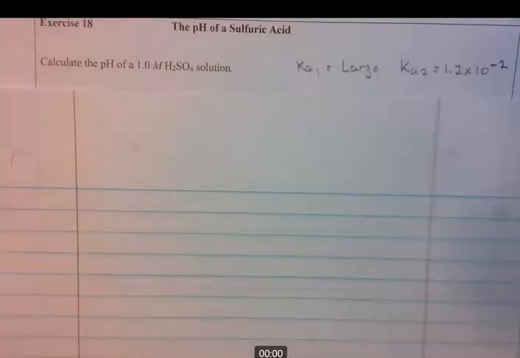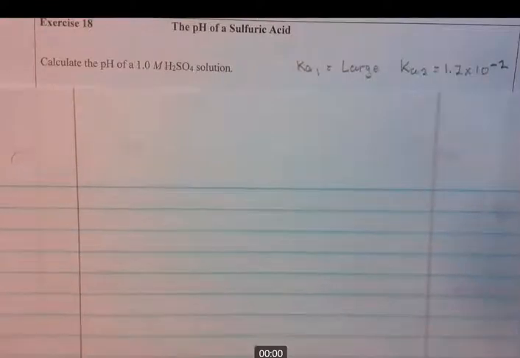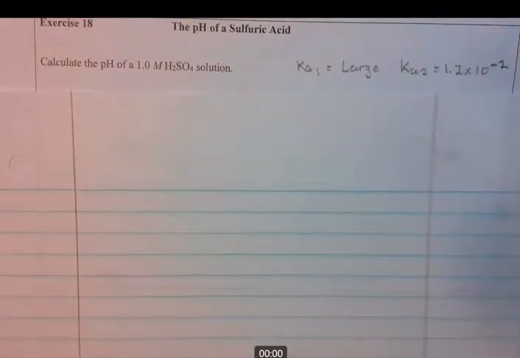Okay, there is no exercise 17 here. We're going to move on to exercise 18. It says calculate the pH of 1 molar sulfuric acid. What makes sulfuric acid different than the ones we dealt with is it actually has 2 protons in it. The first one is a strong acid, so the first one totally dissociates. The second one is a weak acid, so it only somewhat dissociates.